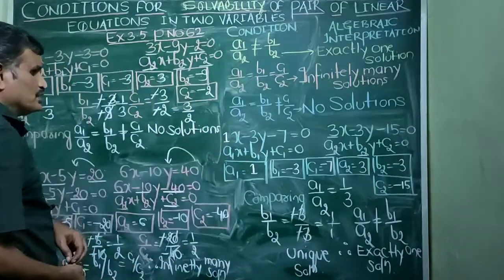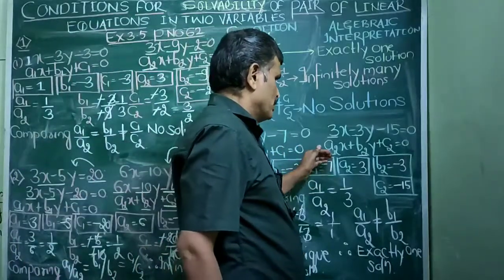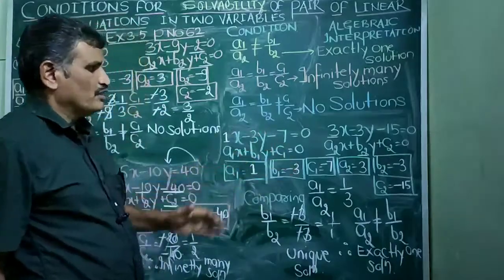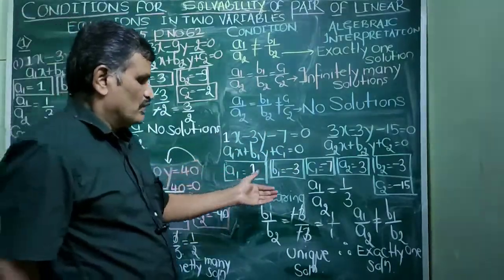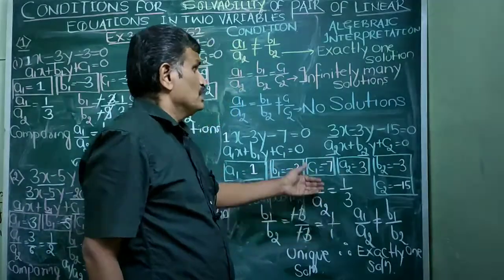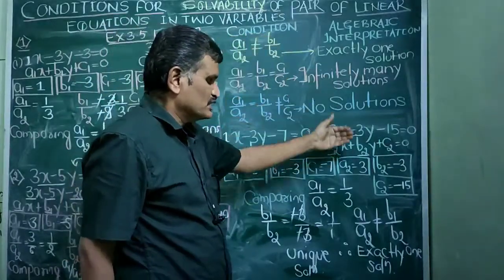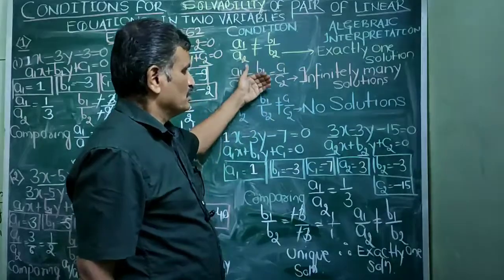Now the next question that you may ask is, sir, C1 by C2 is equal to minus 7 by minus 15, then why didn't you find it out? See children, I need not find it out, because once I see that A1 by A2 is not equal to B1 by B2, immediately the first condition is satisfied, and when the first condition is satisfied, I need not try the remaining second and third condition.